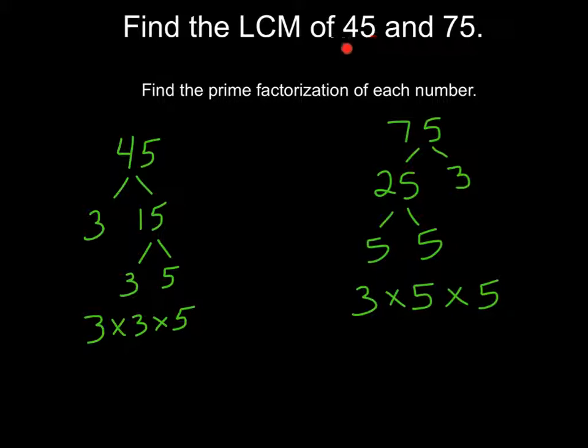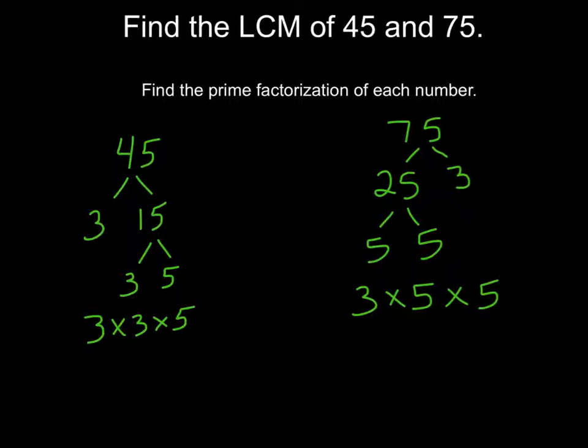For me, if I have larger numbers, like 45 and 75, I'm going to use this method, the prime factorization. So you can see here, I found my prime factorization for 45. I went 3 times 15, and then 3 is prime, and I broke 15 down to 3 and 5. So that gave me, right here, my prime factorization for that.